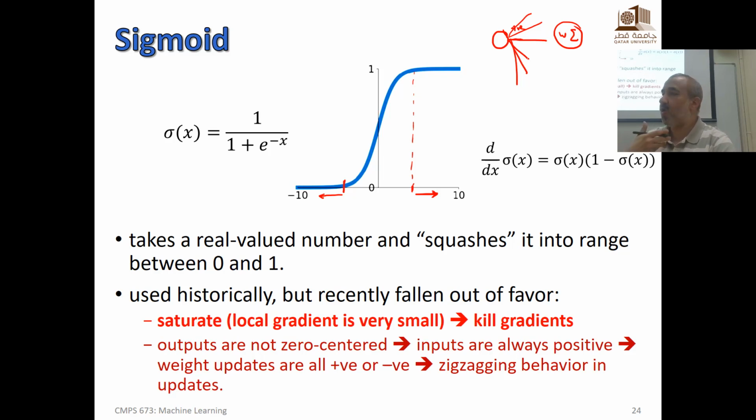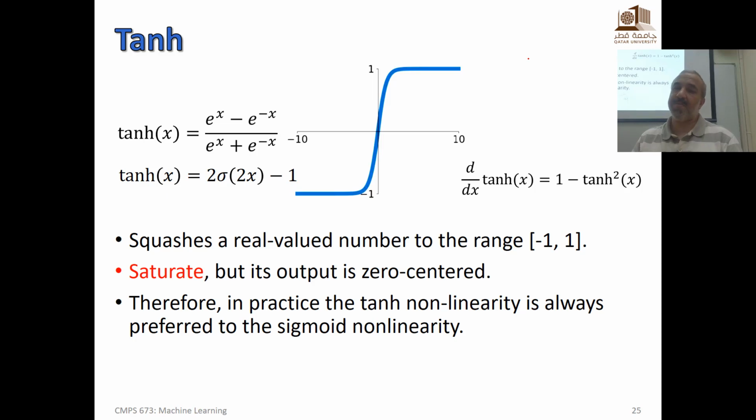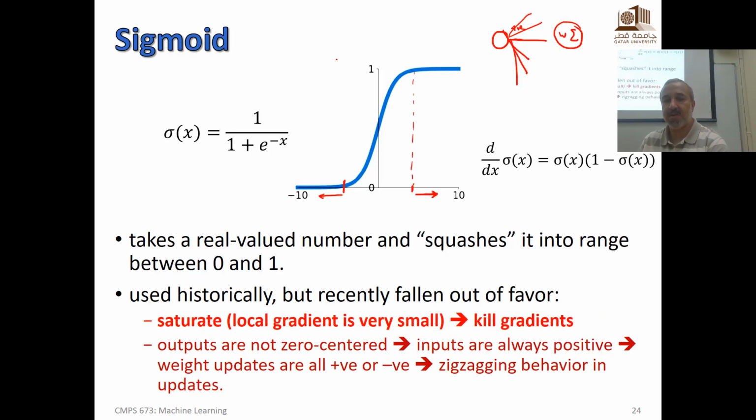Because we always prefer that some part of the network will be updated positively and some part negatively, so it will learn different things, instead of going in one direction. So that's another problem with sigmoid. The fix for that problem, or at least the second problem, is what we call the tanh activation function. If you look at this activation function, what is the difference between this and the previous one?